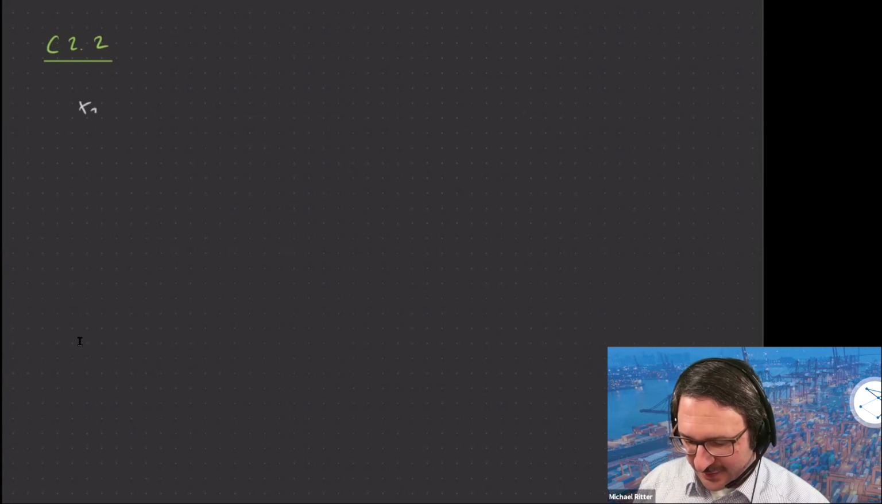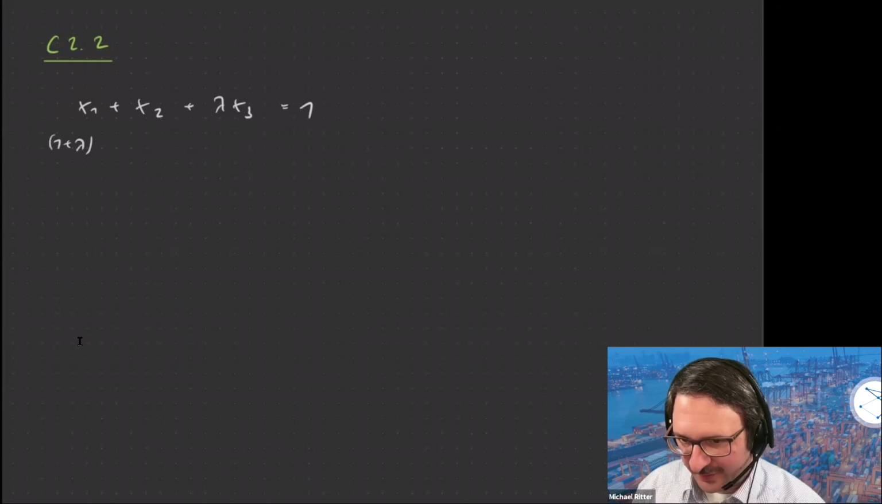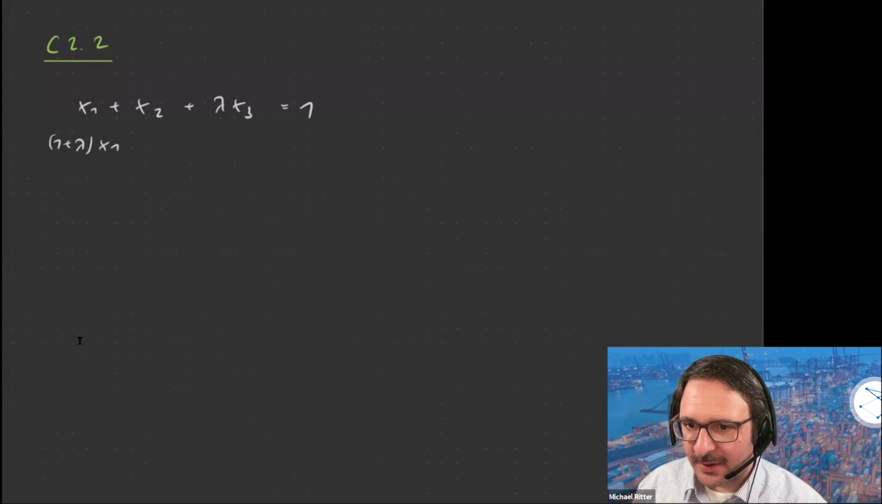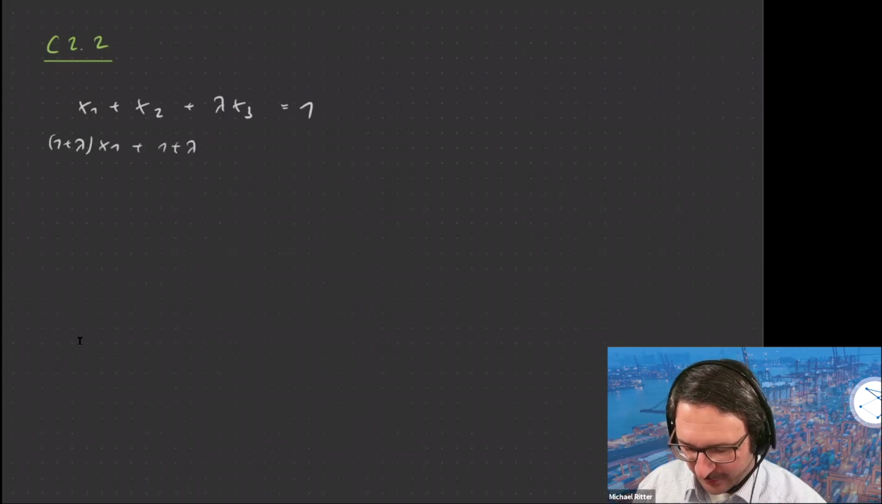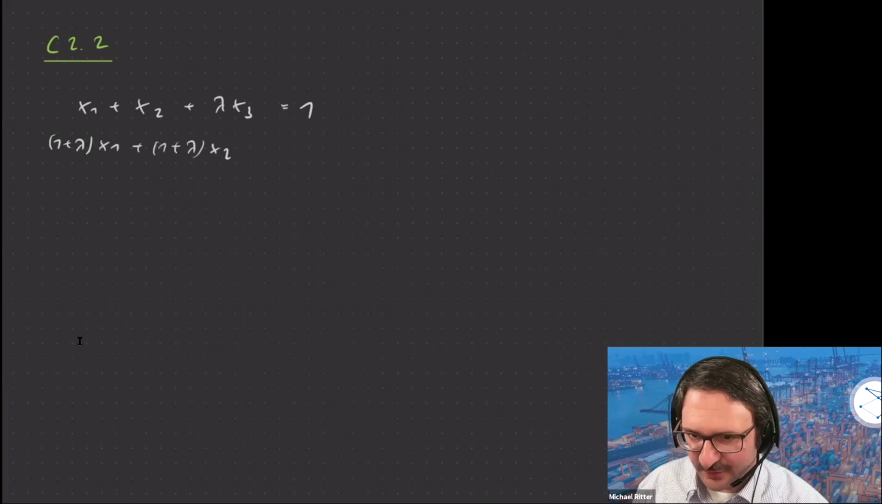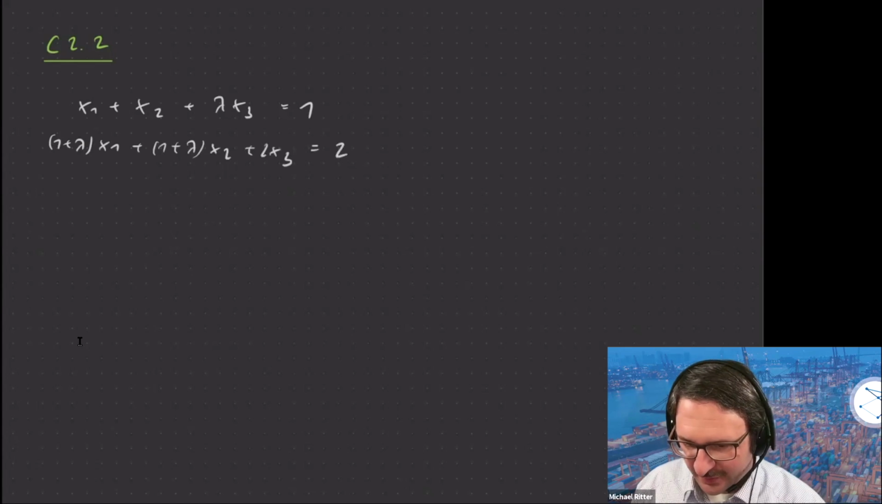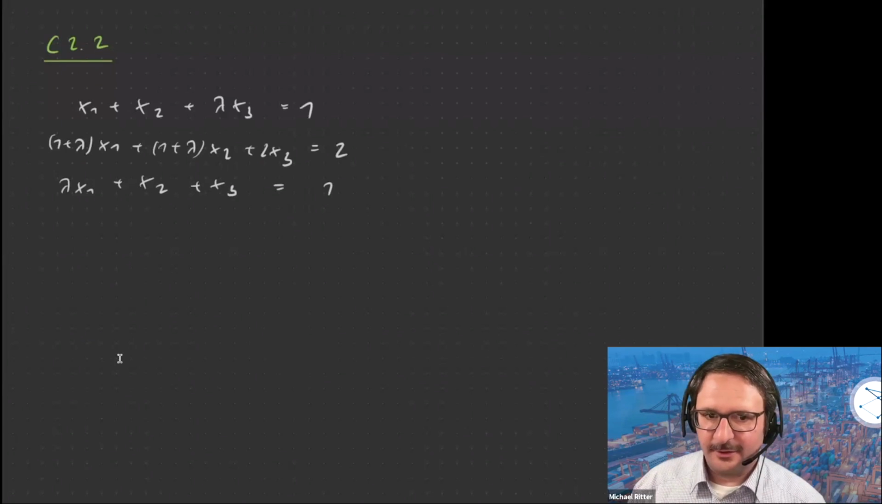Now, that system, let me write that down once again. This is x1 plus x2 plus lambda x3 equals 1. And then we have (1 plus lambda) x1 plus (1 plus lambda) x2 plus 2x3 is 2. And finally, lambda x1 plus x2 plus x3 equals 1. So these are the 3 equations.